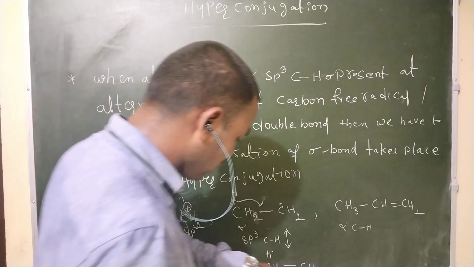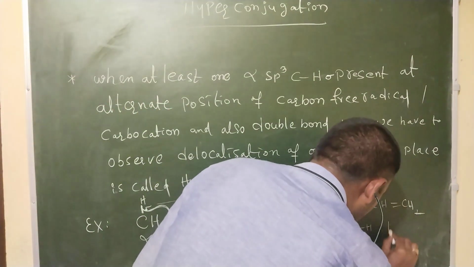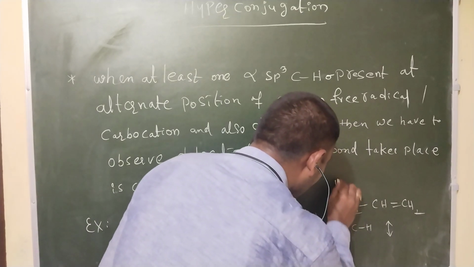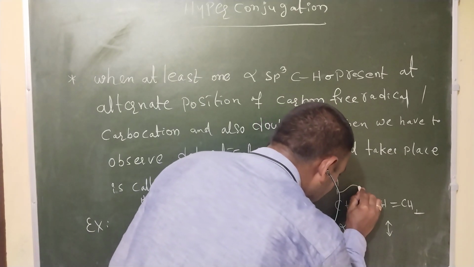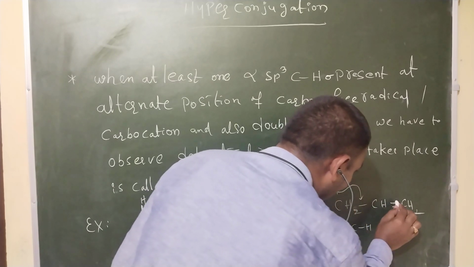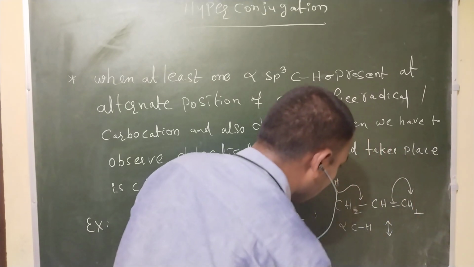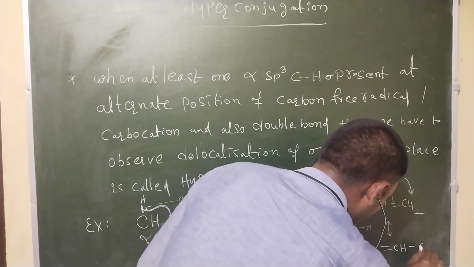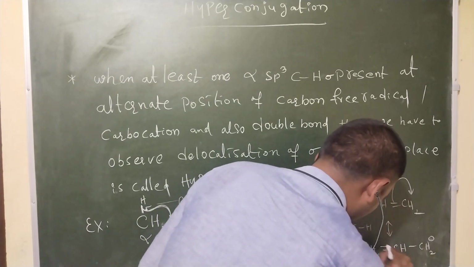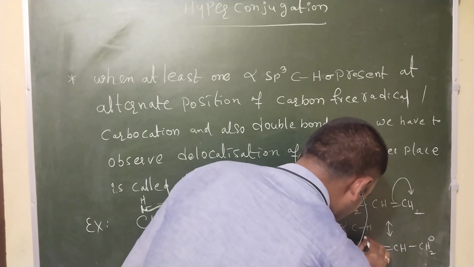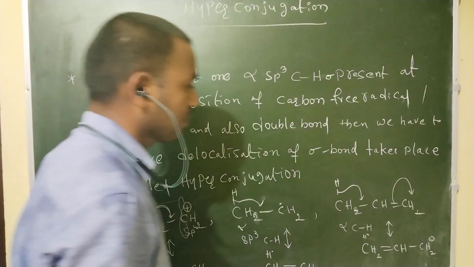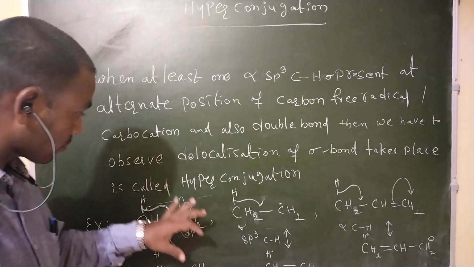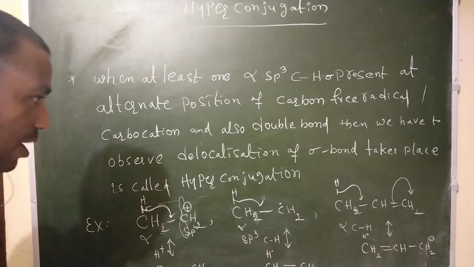And also we go with the double bond here. If you take this hydrogen like this, the sigma bond delocalization takes place here to here. Then the pi bond shifts to the next carbon. Then we get this kind of structure, CH2 double bond CH2 minus, and H plus left over here itself. Right? This kind of structures we observe in hyperconjugation.